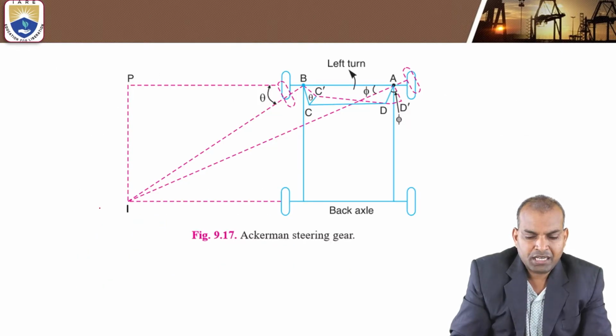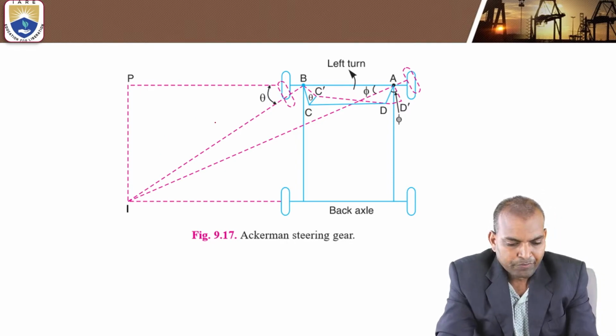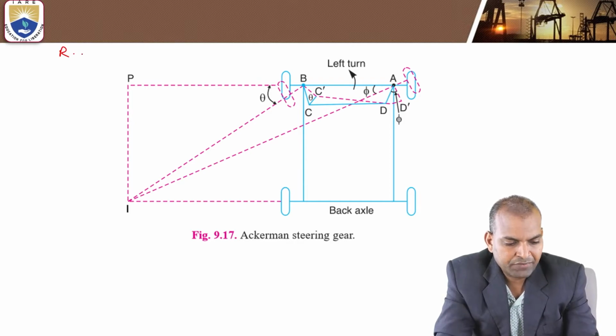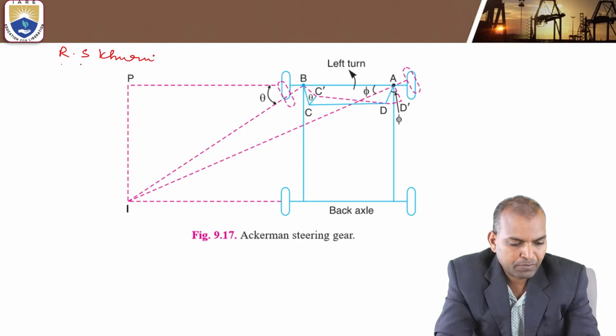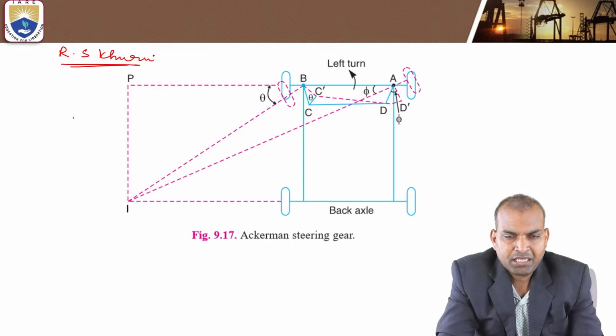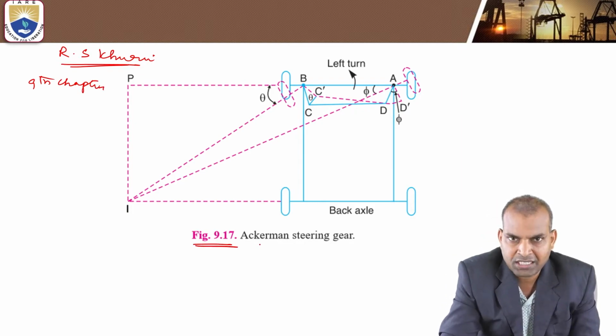So this is the Ackermann steering gear. Here I considered as reference the textbook Theory of Machines by R.S. Khurmi. In the textbook it is the 9th chapter, so the figure number I considered here is 9.17, Ackermann steering gear.